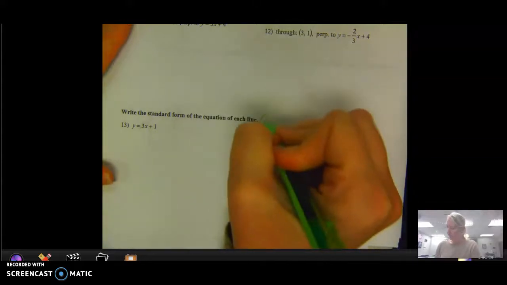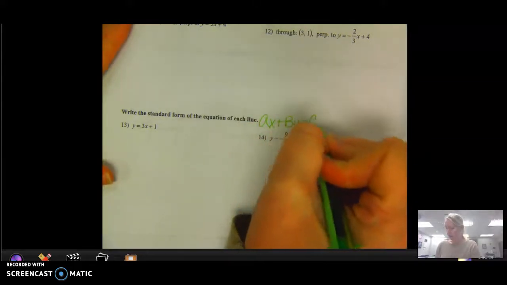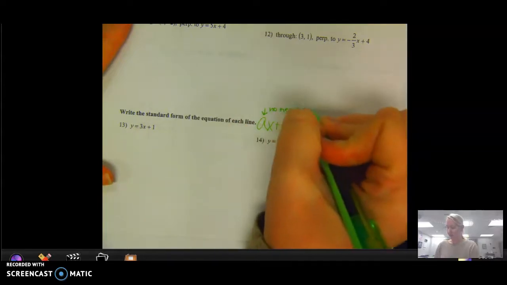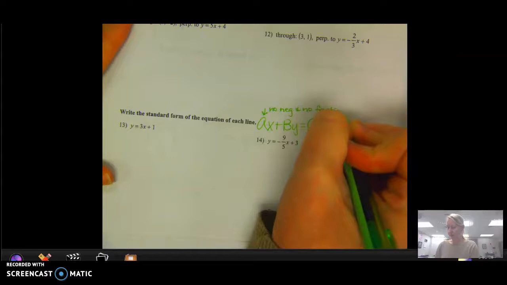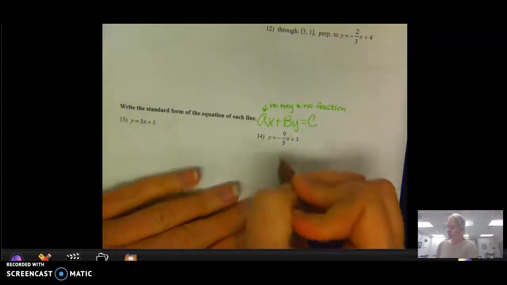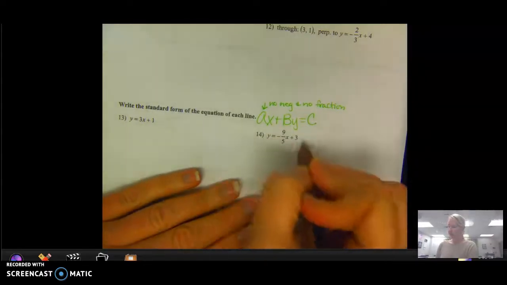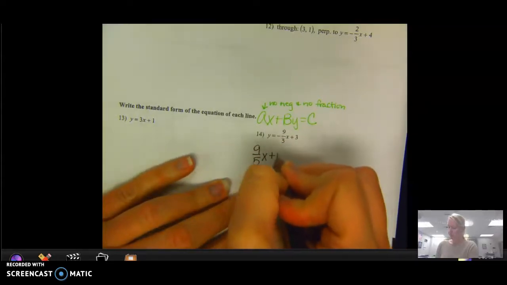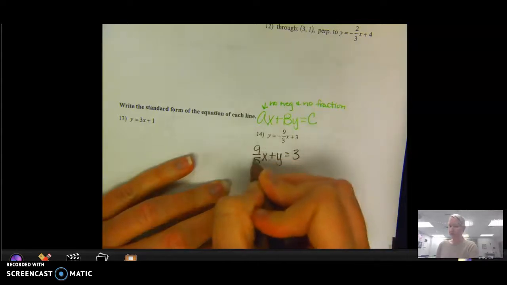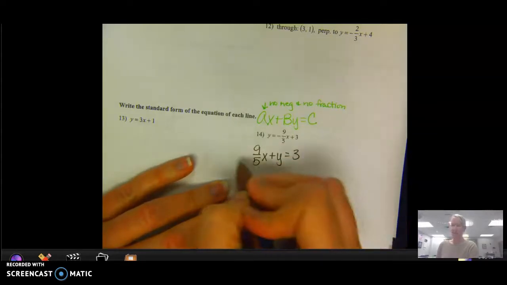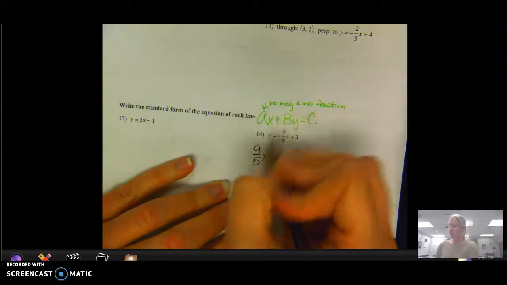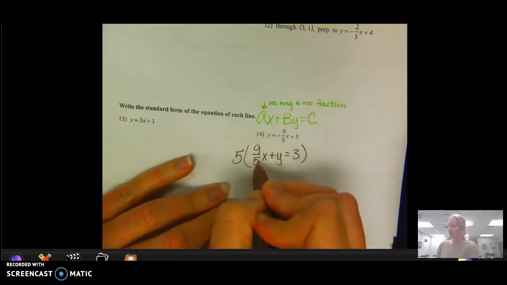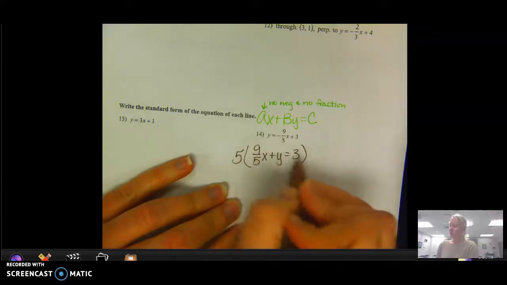Standard form is Ax plus By equals C, but A cannot be negative and no fraction. So I'm going to do 14. Essentially you're moving your x's and your y's to the left-hand side, numbers to the right. So I'm going to add 9/5 x to both sides. So I get 9/5 x plus y equals 3. Well, A cannot be negative, and it's not negative. If it were negative, I'd multiply the whole thing by -1 to flip its sign. But it also can't be a fraction, so I'm going to multiply this whole thing by 5, its denominator, because that will get rid of this fraction. But I can't just multiply it to the x value, I have to multiply it to everything.